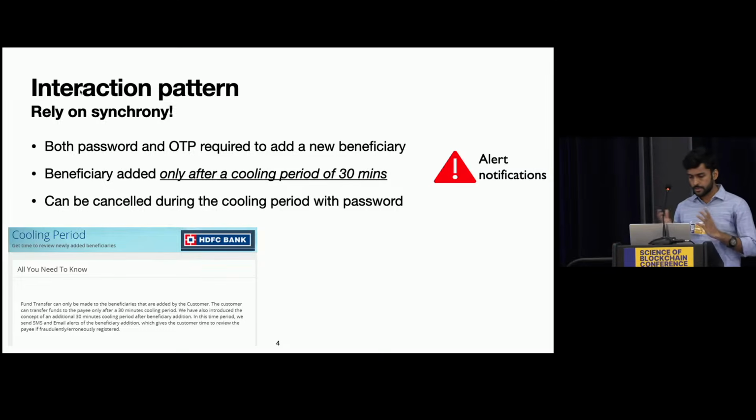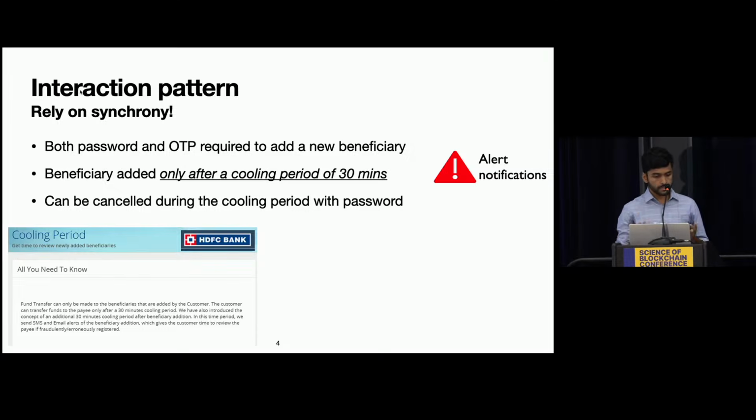Essentially, the reason this is useful is that even if your account got hacked for some reason, and an attacker is trying to steal all your money, there is this window of 30 minutes where the user can, if they were sufficiently alerted and if they could get access to a device to cancel this operation, still secure their account. So this is what we call the interaction pattern.